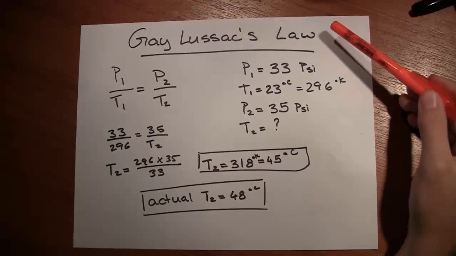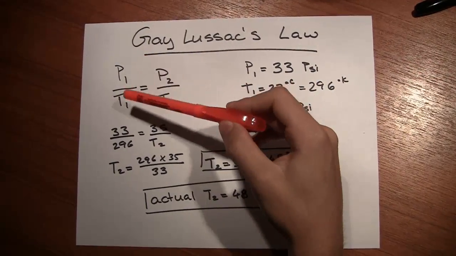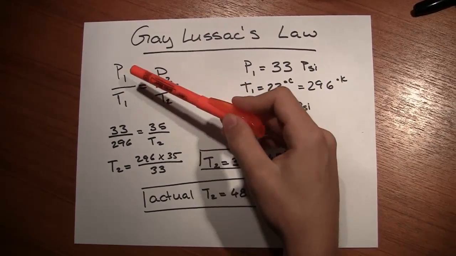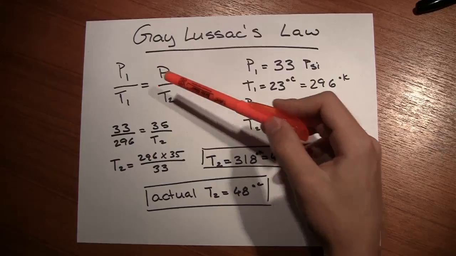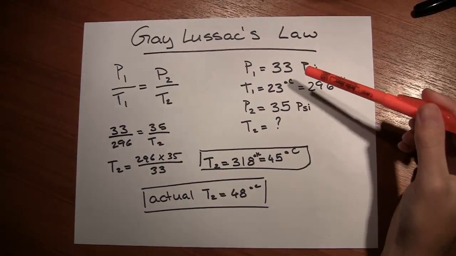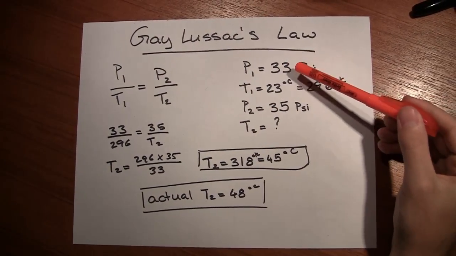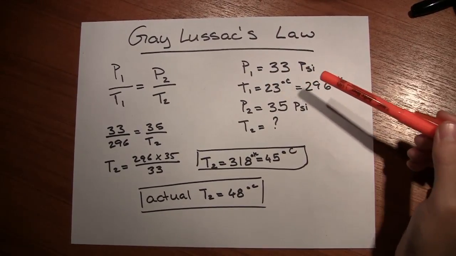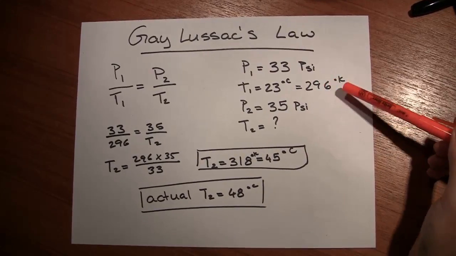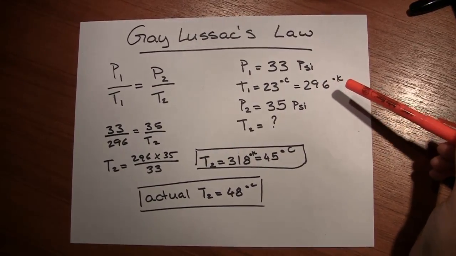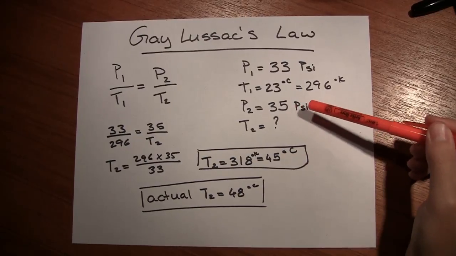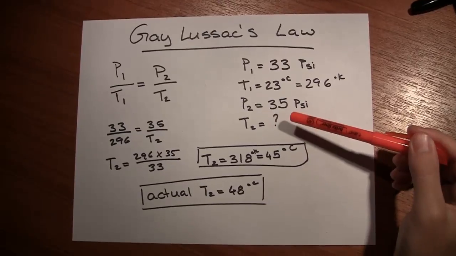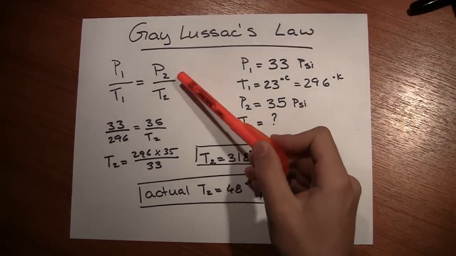Alright, this is Gay-Lussac's Law, which states that as pressure increases, temperature also increases. This is the formula for Gay-Lussac's Law, which is pressure 1 over temperature 1 equals pressure 2 over temperature 2. In our experiment, the original pressure was 33 psi. The original temperature was 23 degrees Celsius, which is converted to 296 degrees Kelvin. The finishing pressure was 35 psi, and the finishing temperature we are trying to figure out. So we're going to solve for it using this formula.